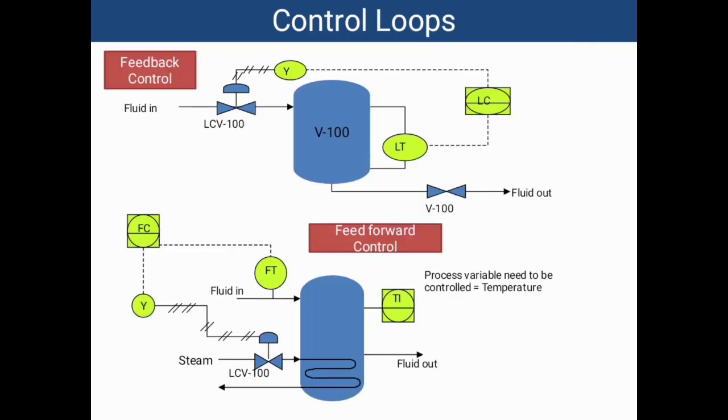Then there are the control loops placed in the P and ID diagram. A P and ID consists of several control loops. When you take a vessel, say vessel 100, one level controller is installed. This is a level control loop. One level transducer is there, a level controller is there, and a level control valve is there. This makes up one control loop.